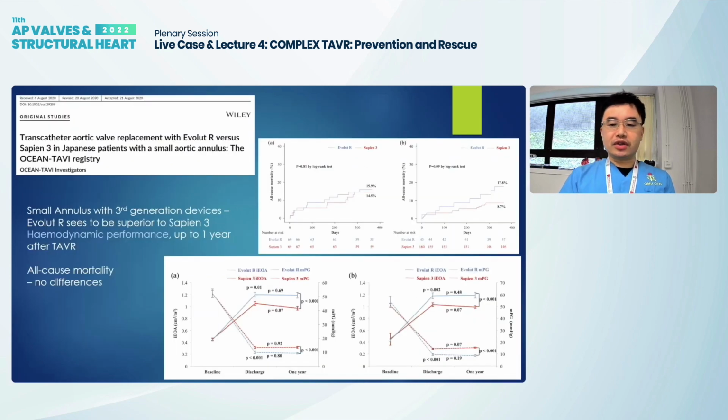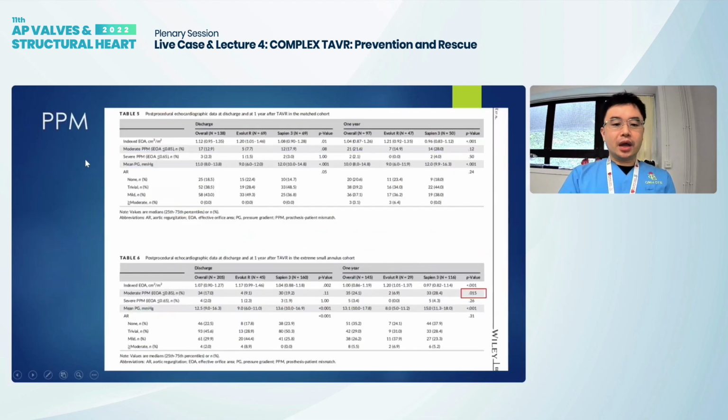So this Ocean TAVI registry showed similar results. Using Evolut seems to be superior to S3 in terms of hemodynamic performance, but there are no differences in all-cause mortality. For PPM, this study shows that in an extremely small annuli cohort, for moderate PPM at 1 year, there is a statistically significant occurrence of moderate PPM in patients receiving an S3 compared with Evolut.